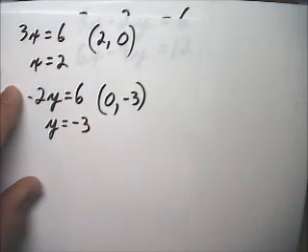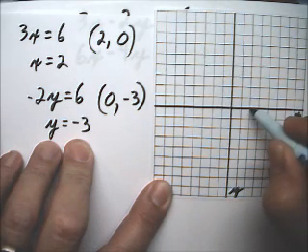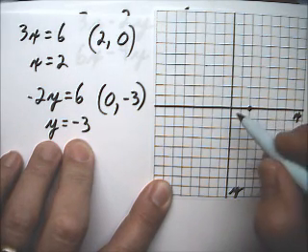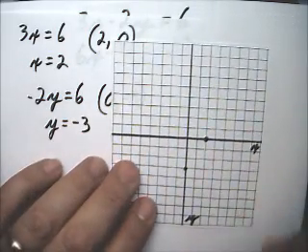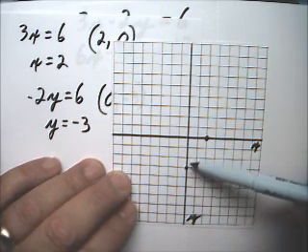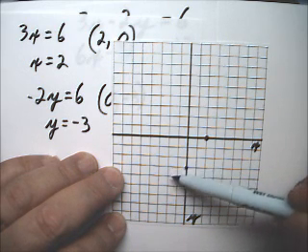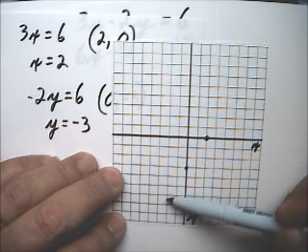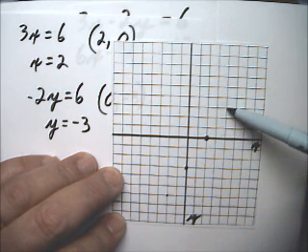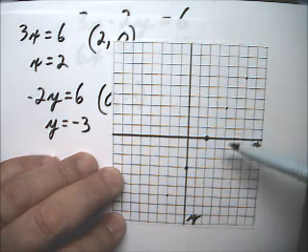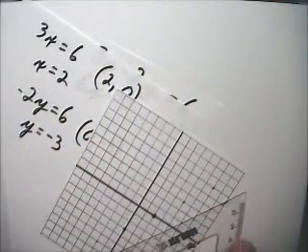So we can get those points on here, and (2, 0) is right there. (0, -3) is right there. And from this you can see it goes down 3 and to the right 2. Down 3 and to the right 2, or up 3 and to the left 2. That'll give you some more points, and it makes your line that much more accurate.